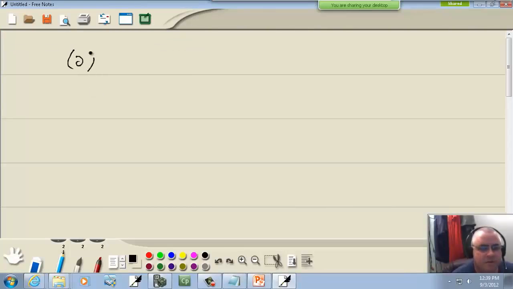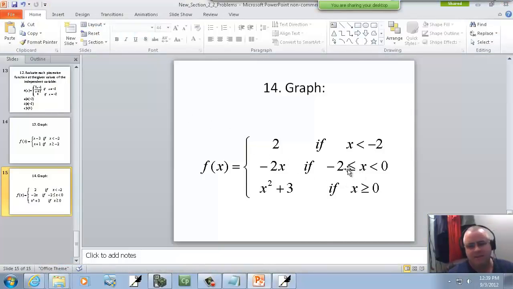So I got 2, and this will be x is less than negative 2. And notice I put parentheses around 2. I put parentheses around x is less than negative 2. Then we got negative 2x, parentheses. And see how this is negative 2 is less than or equal to x is less than 0.